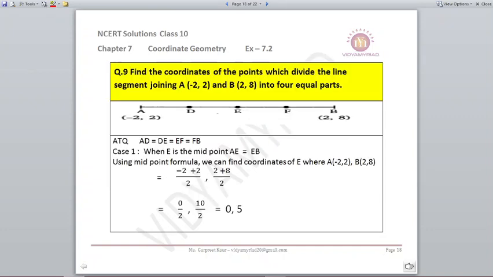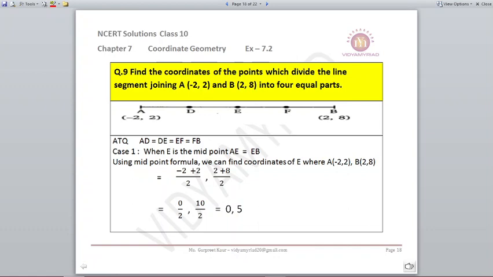Question number 9. Find the coordinates of the points which divide the line segment joining A and B into 4 equal parts. So if you look at my line segment, I have broken it into 4 equal parts as AD, DE, EF and FB. All will be equal. Since all will be equal, it means if I take my line segment AB, E will be the center of AB. So using the midpoint formula, I can find out E coordinates.